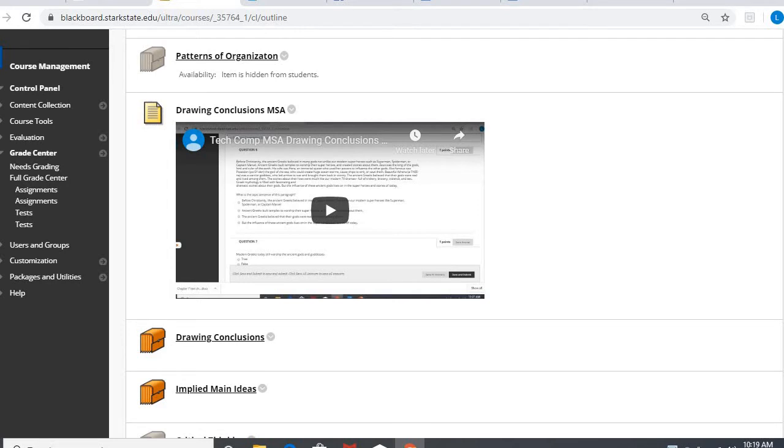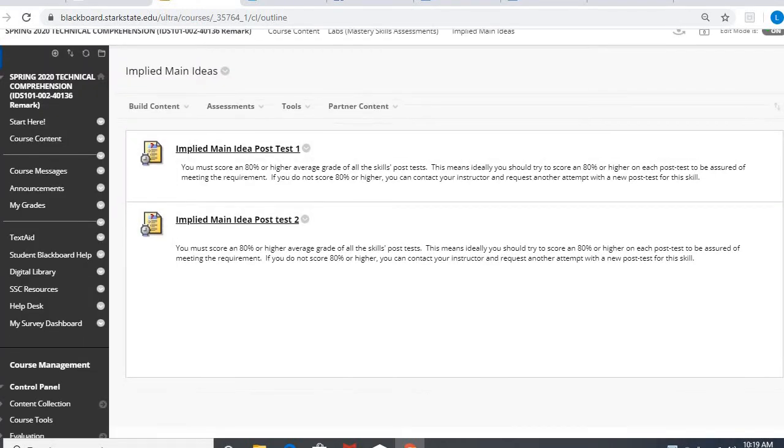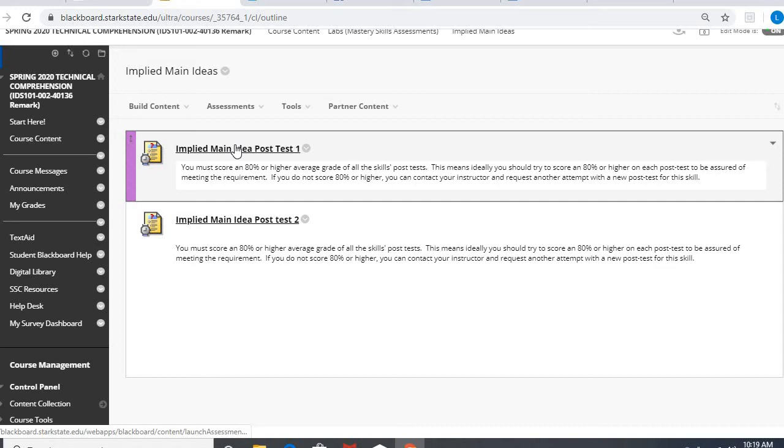So today I was looking at which one I thought would be beneficial for us to go over, and I'm going to go ahead and go over implied main ideas. So what I decided is we're going to do the very first post-test. Now, I was looking at your grades in the gradebook. Some of you have taken the first one and the second one, and it didn't go well either time. So if you already took the first one and it did not go well, I cleared your test score.